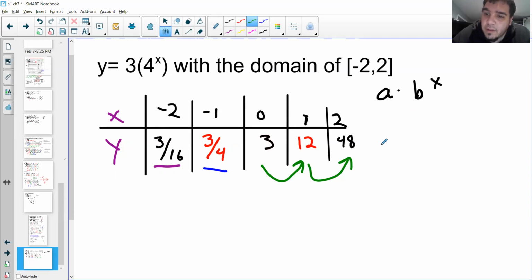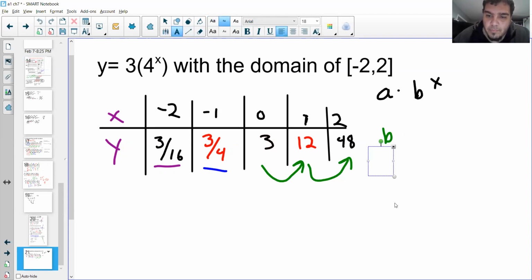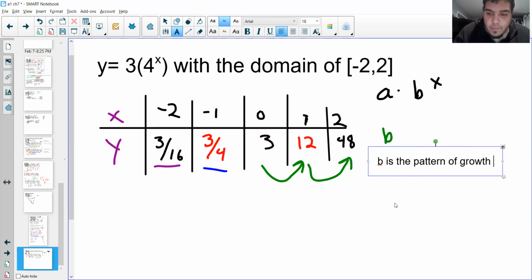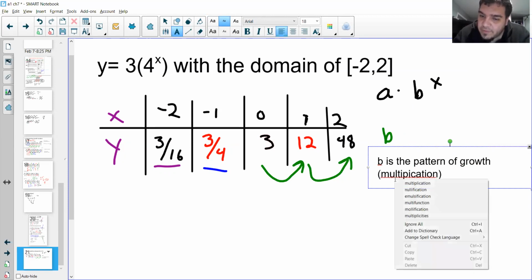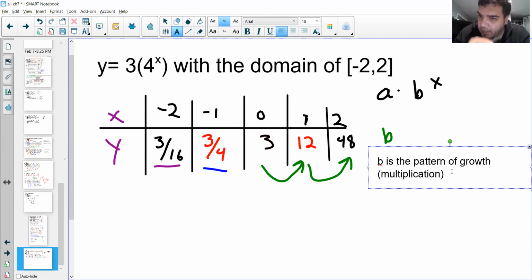At the B. So we know the B is going to be, I could type this out so it's a little bit neater actually. B is the pattern of growth in terms of multiplication. Kind of similar to how slope is the pattern of growth in a linear equation. B in this case is the pattern of growth in an exponential function.